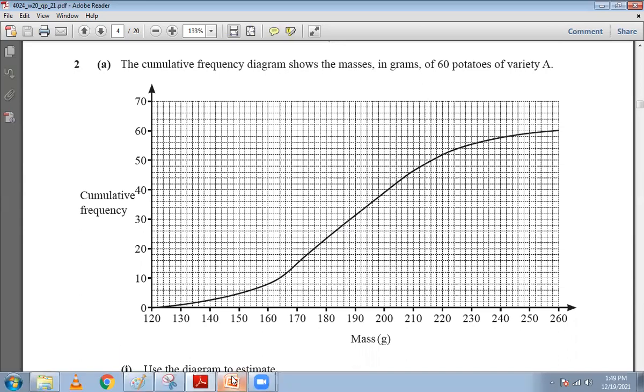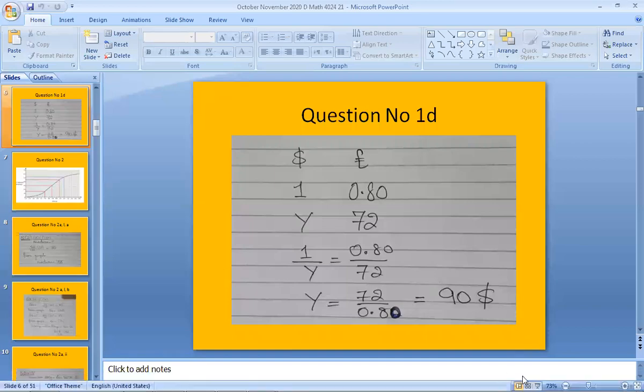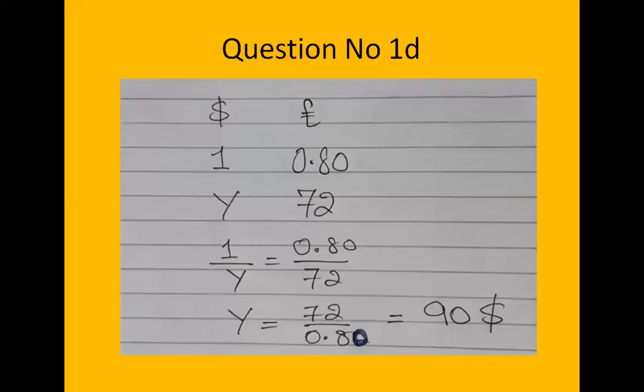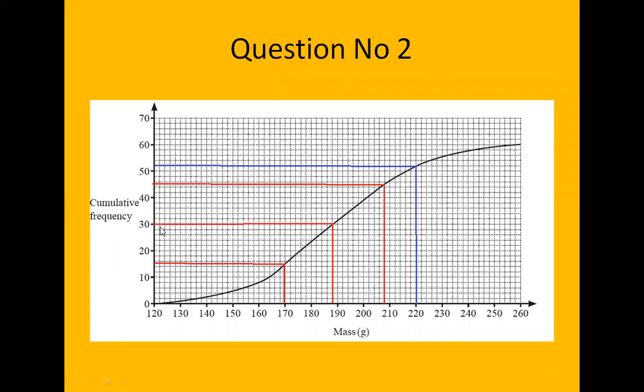Okay, so let me show you how I have done this, how you find the median. So here this red line, you can see this going to 30. This is the 30 cumulative frequency, and from here you come to the graph, and below the graph you check what's the value of the x. It's something like 188.